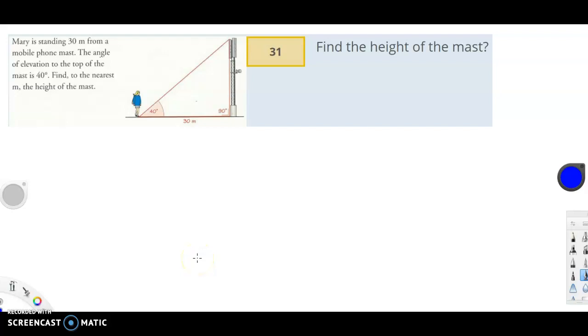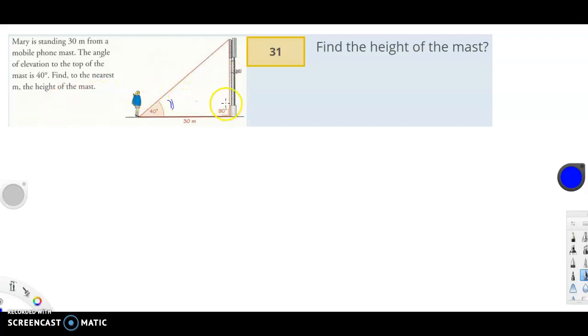Find the height of the mast. Mary is standing 30 meters from a mobile phone mast. The angle of elevation to the top of the mast is 40 degrees. You see from her foot there, 40 degrees there. Find to the nearest meter the height of the mast.